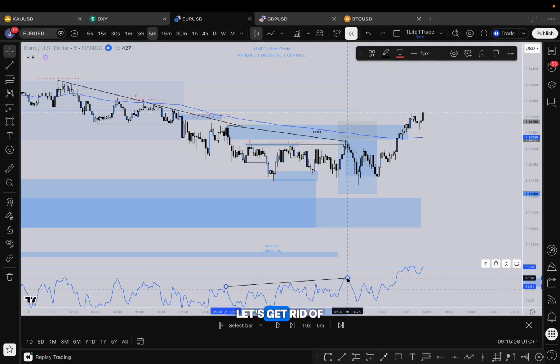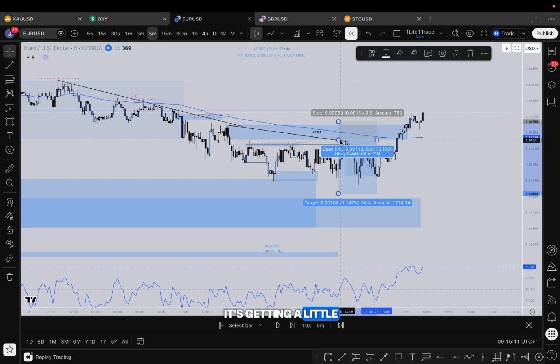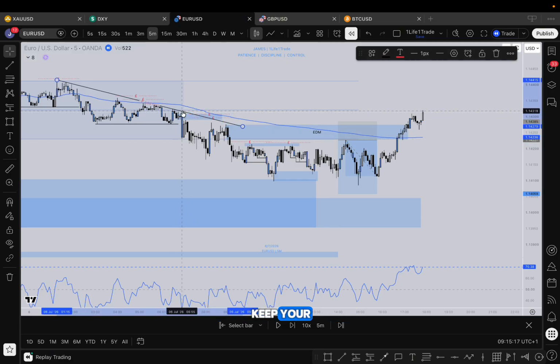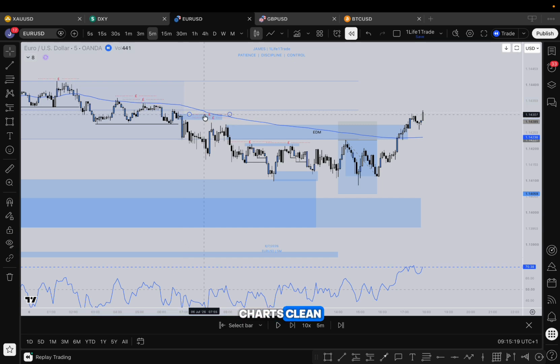Now, let's get rid of some of this because it's getting a little bit messy. Let's get rid of divergence. Let's get rid of that line there. Let's get rid of the trend line. Always keep your charts clean. Let's get rid of that.